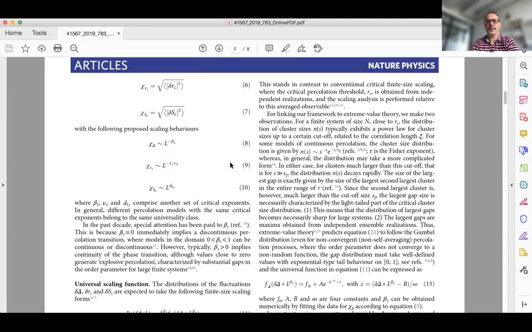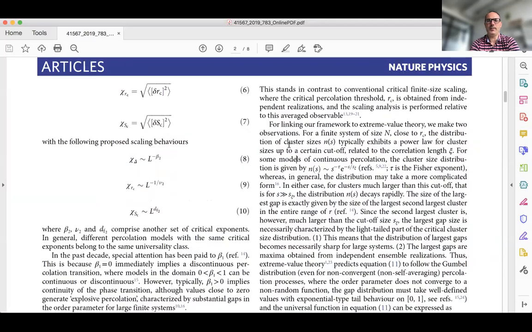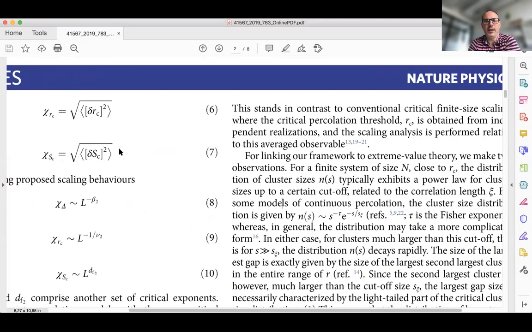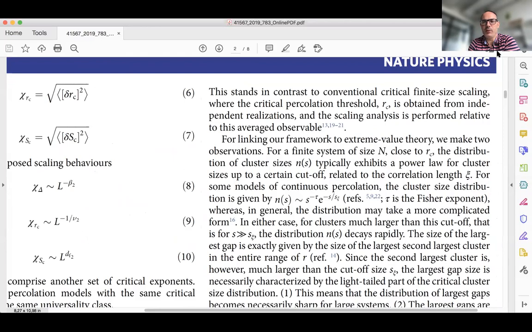But what is nice here is the following paragraph. Let me shift my own picture. For linking our framework to extreme value theory, we make two observations. For a finite system of size n, close to r_c, that is where the percolation transition takes place, the distribution of cluster sizes, n of s, typically exhibits a power law for cluster sizes up to a certain cutoff, because it's a finite size system, right? Related to the correlation length. That is all textbook.